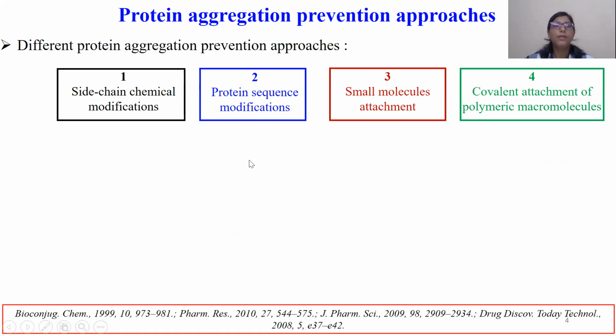Researchers have shown different protein aggregation prevention approaches. For example, side chain chemical modifications, protein sequence modifications, and also small molecule attachment to proteins, such as small drug molecules and organic molecules. Researchers have also shown covalent attachment of different polymeric macromolecules to proteins to prevent protein aggregation, such as polyols or polyelectrolytes.